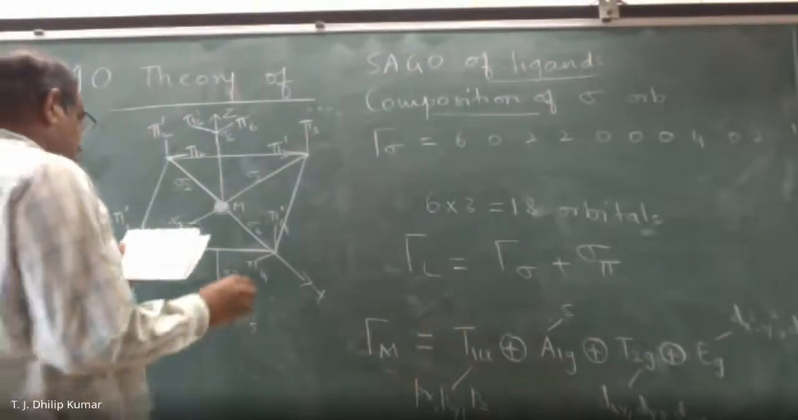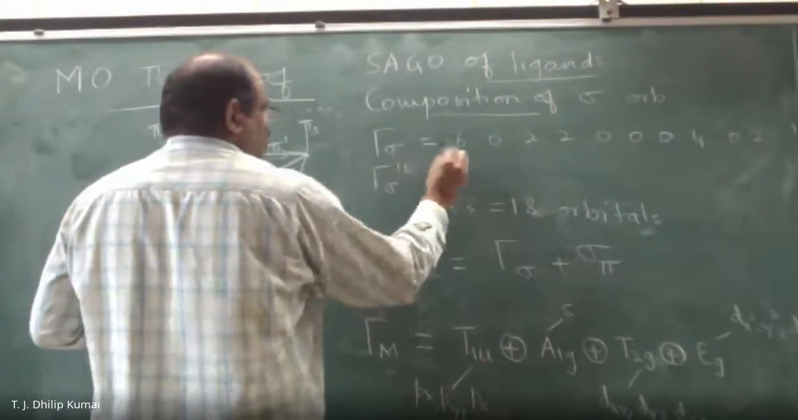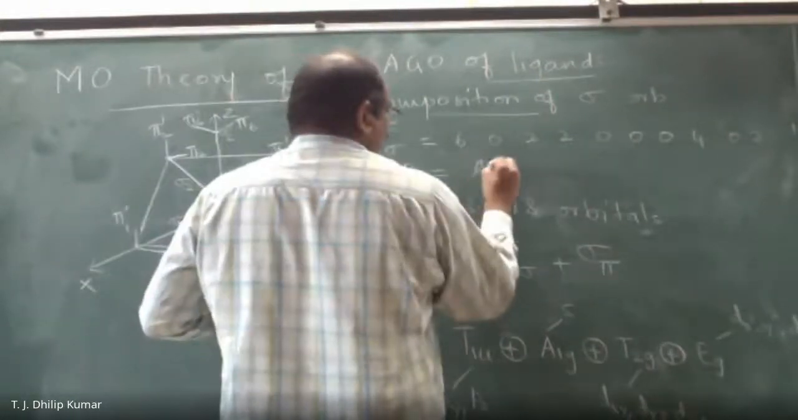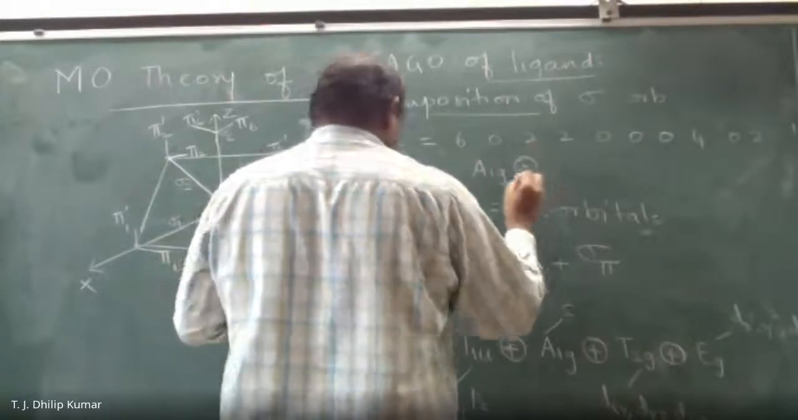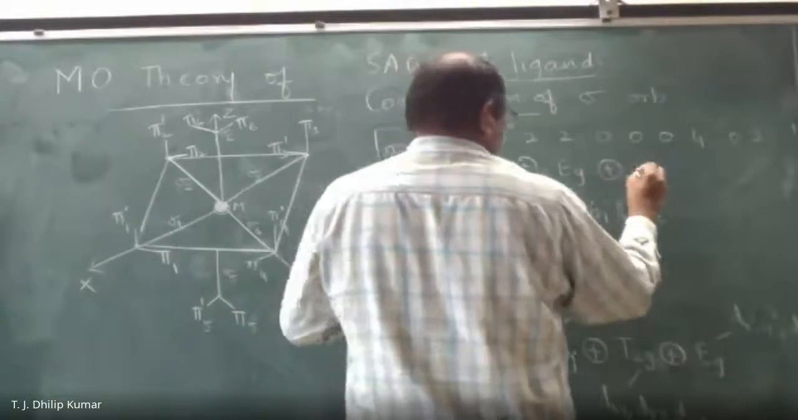So we can write the reducible representation for all the 6 sigma orbitals, and then you find out the irreducible representations. IR of sigma, when you find it out, ends up with A1g plus Eg plus T1u.